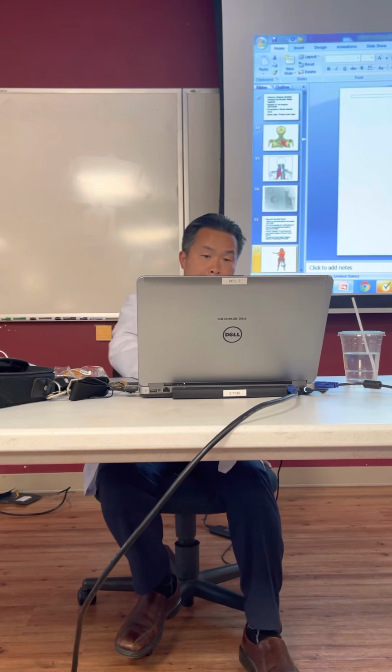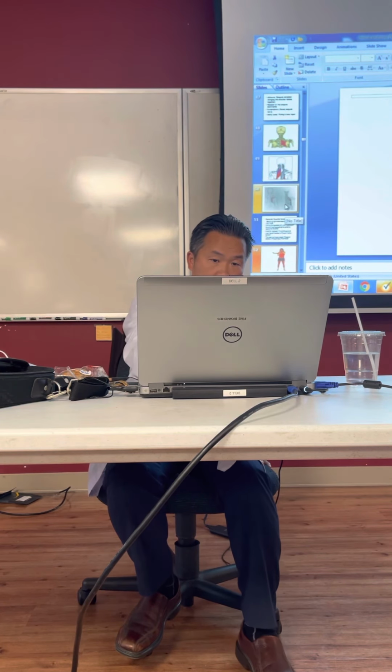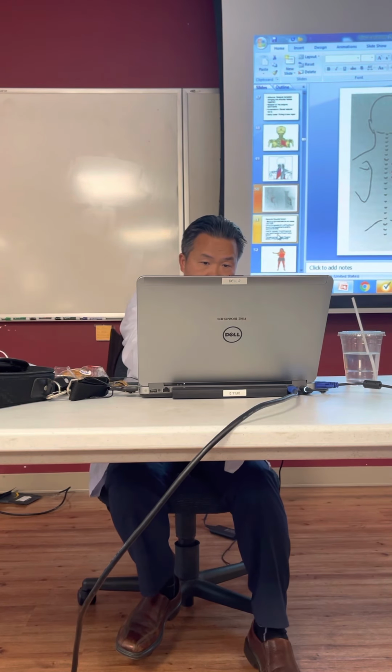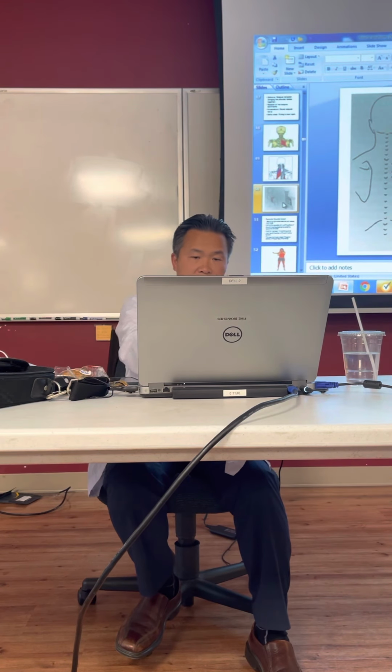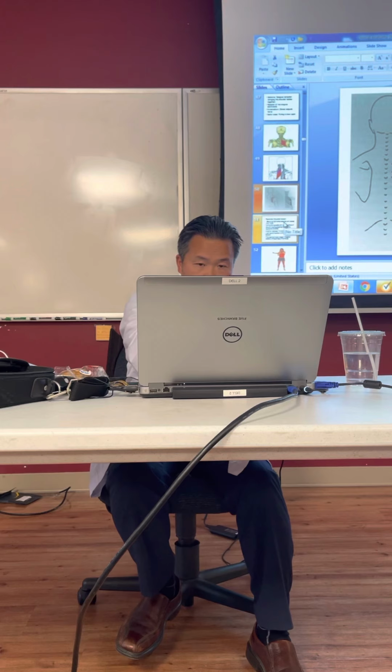Okay. Rhomboid muscle strain. We talked about that in the previous class too, so we don't want to repeat it again. But again, the strain is of this muscle, and then you have pain along the scapula.